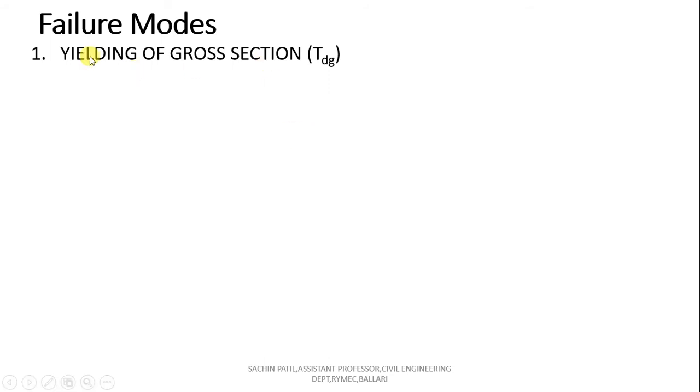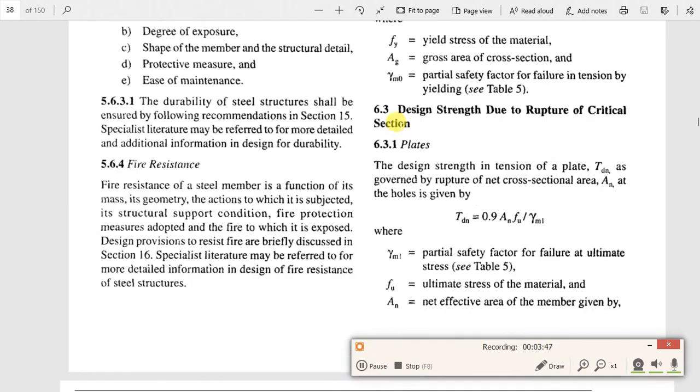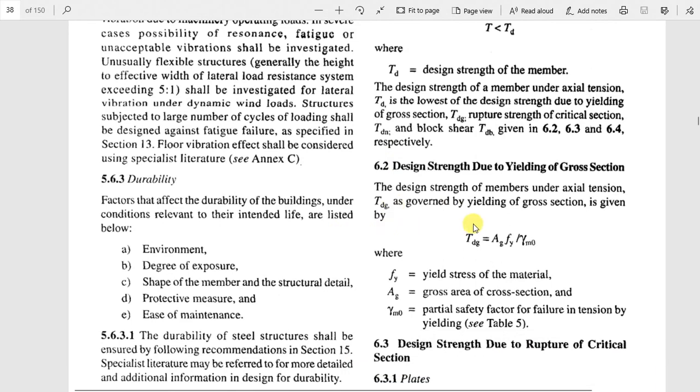And this yielding of gross section is represented as Tdg. In order to get this value for yielding strength, if you refer to the steel code, section 6 is exclusively for design of tension members, and it's on page 32. Clause 6.2 gives you the formula to calculate Tdg. Tdg is given by Ag into fy by gamma m0. So Tdg is nothing but the design strength due to yielding of gross section.